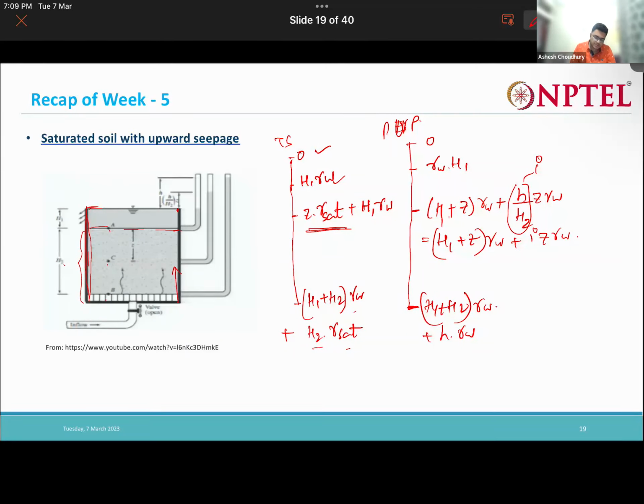Now let us come to the pore water pressure. So pore water pressure at the top is zero. At point A, it's gamma W into H1, this height. Now at this point, we have H1 plus Z. So H1 plus Z into gamma W, plus due to this pressure is also there. So h by H2 into Z is given to gamma W. So h by H2, I'm writing as i. So iZ gamma W.